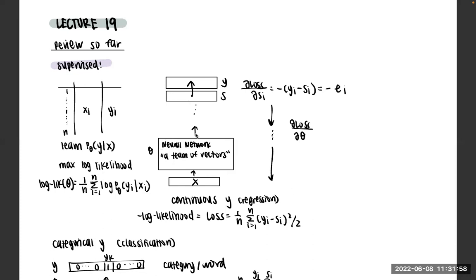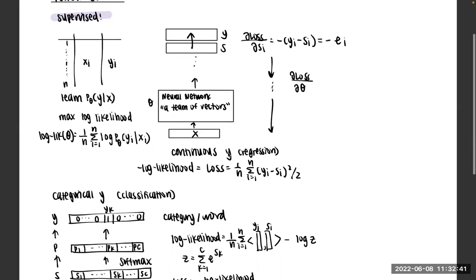So this neural network is a big box, and often it consists of multiple layers, and each layer consists of different vectors, so that these vectors communicate with each other, passing messages to each other. So eventually, from this neural network, we output a vector s, so that this is considered as a prediction of y.